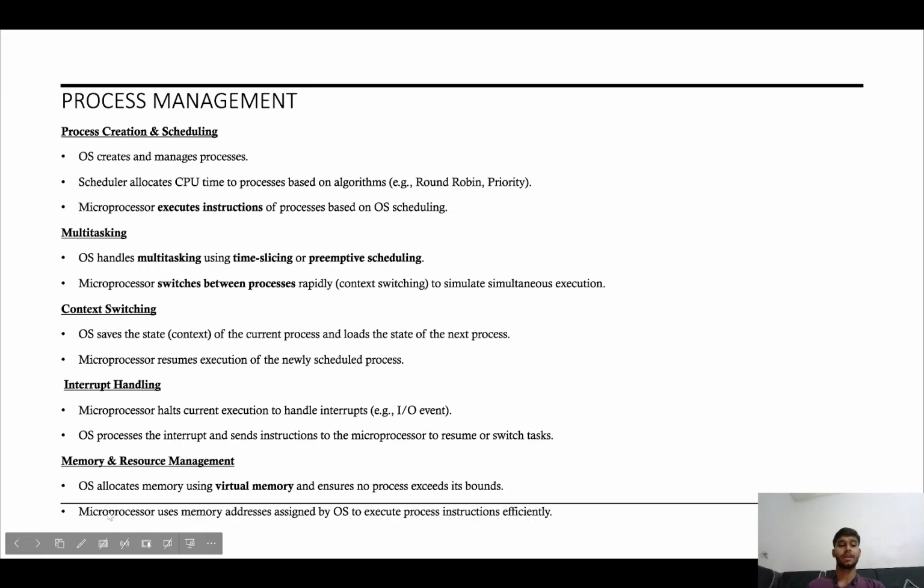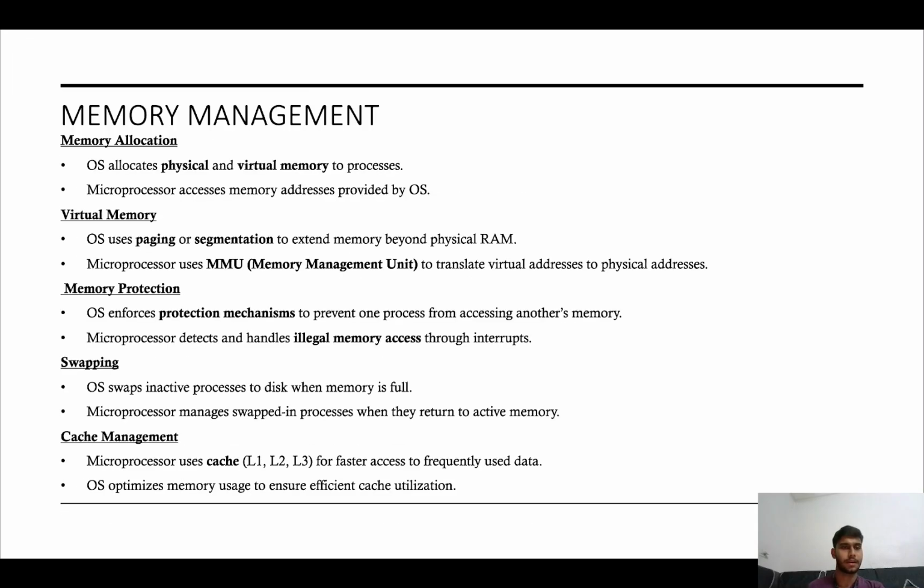Memory and resource management. OS allocates memory using virtual memory and ensures no process exceeds its bounds. Microprocessor uses its memory addresses assigned by OS to execute process instructions efficiently. So basically this point is for the memory and resource management, which is a big issue nowadays. Memory management. Memory allocation. OS allocates physical and virtual memory to processes. Microprocessor accesses memory addresses provided by OS.